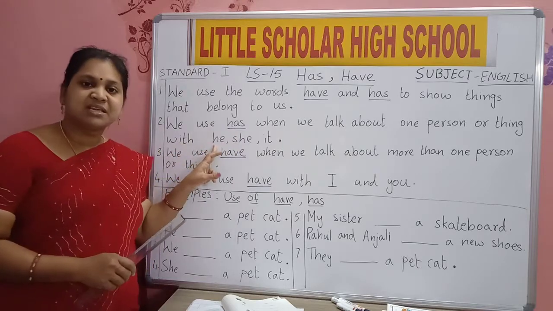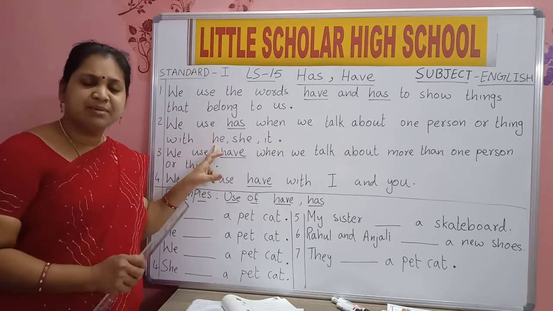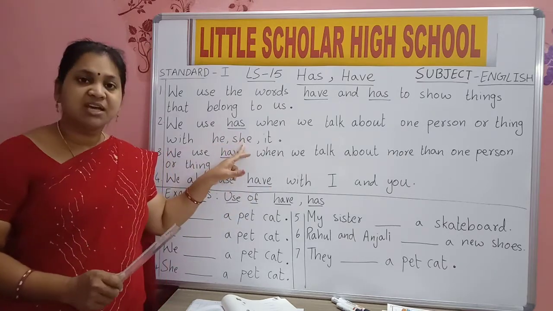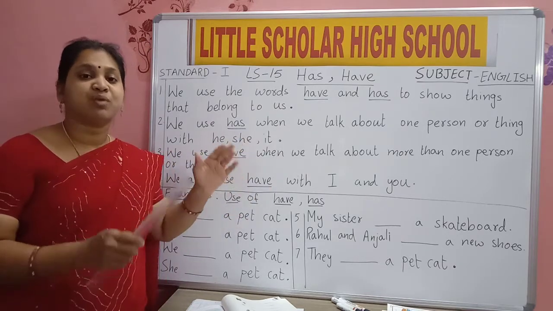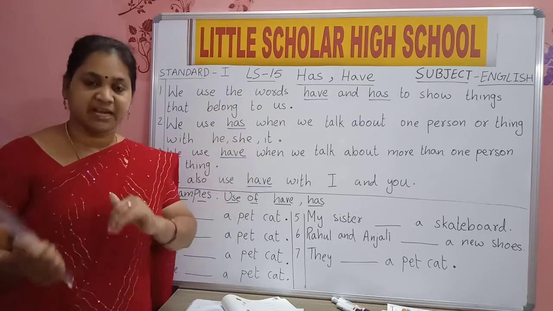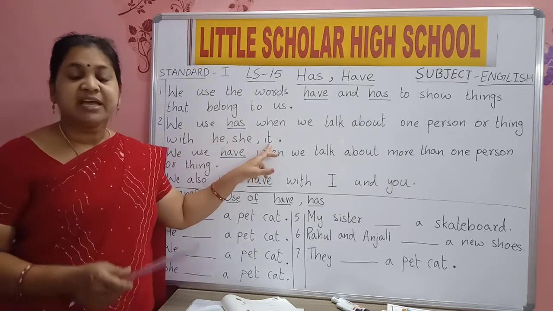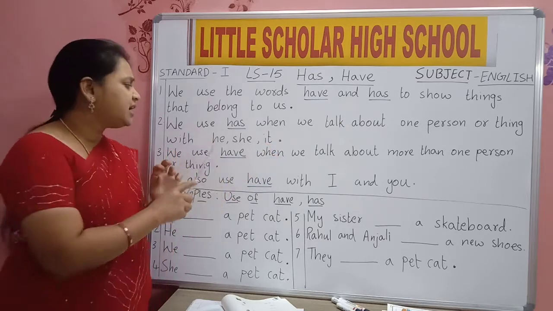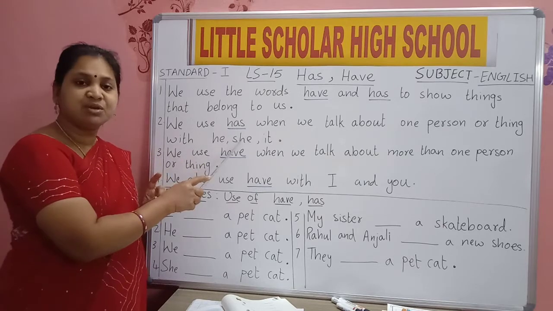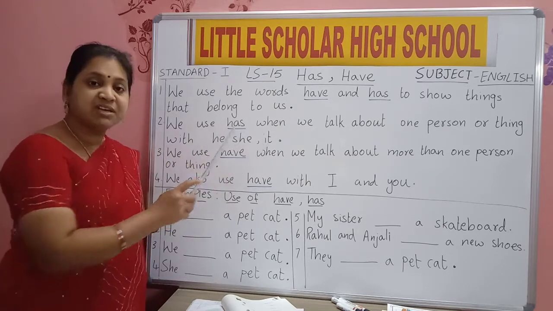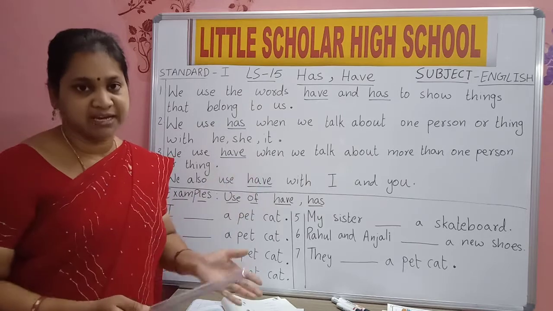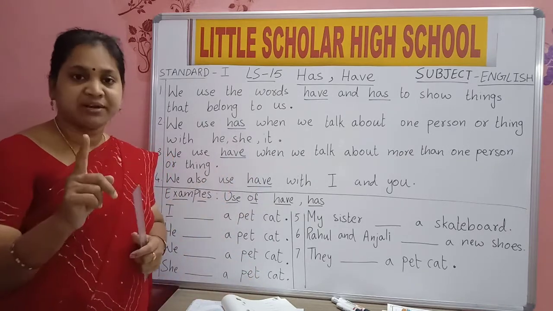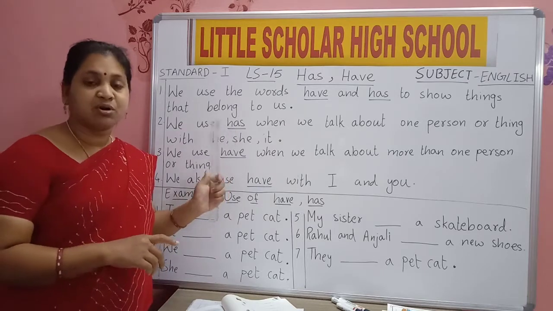He means how many? Only one boy. He is used for only one boy or one man. She is used when we are talking about one girl or one woman or one lady. It is used for things, only one thing. He only for one boy, she only for one girl, and it only for one thing or one animal. So has is used when we are talking about one.